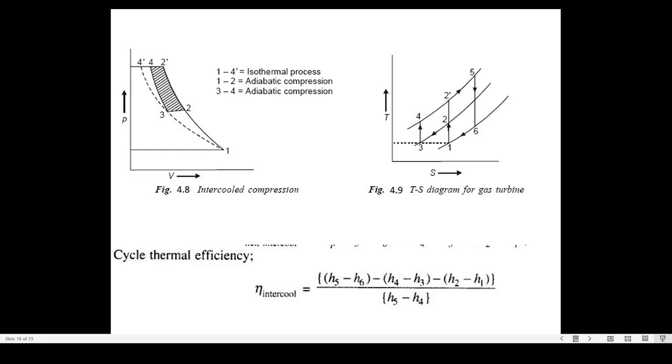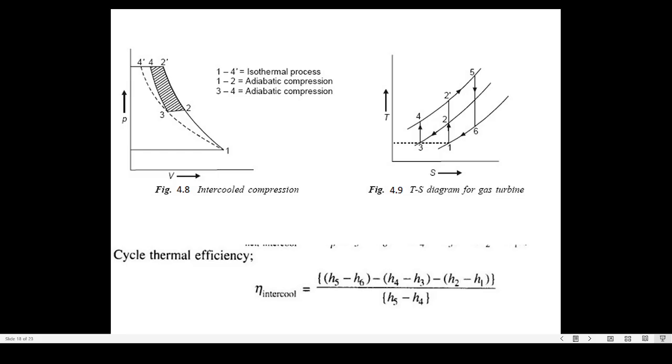Such an intercooling process is known as perfect intercooling, right? A process in which the temperature of the air after intercooling is brought to the initial temperature, we call such an intercooling process a perfect intercooling process. And if it is not like that, meaning the temperature T3 is slightly higher than the temperature T1, then it is called imperfect intercooling.